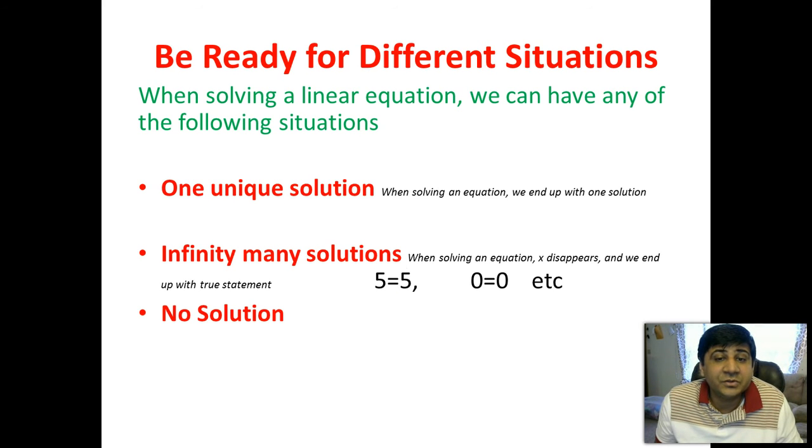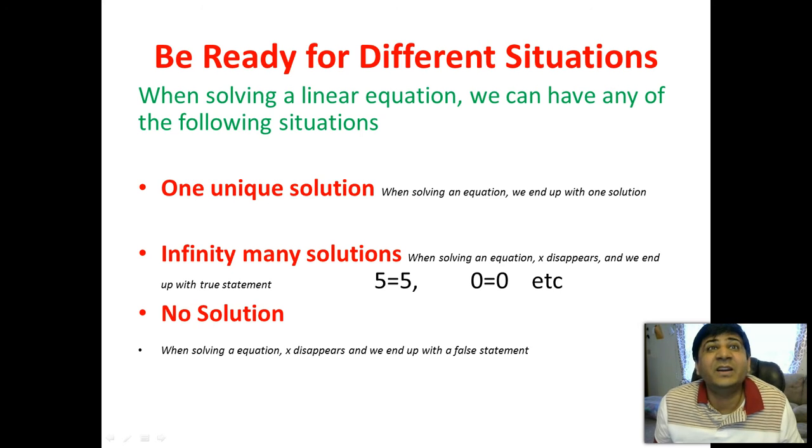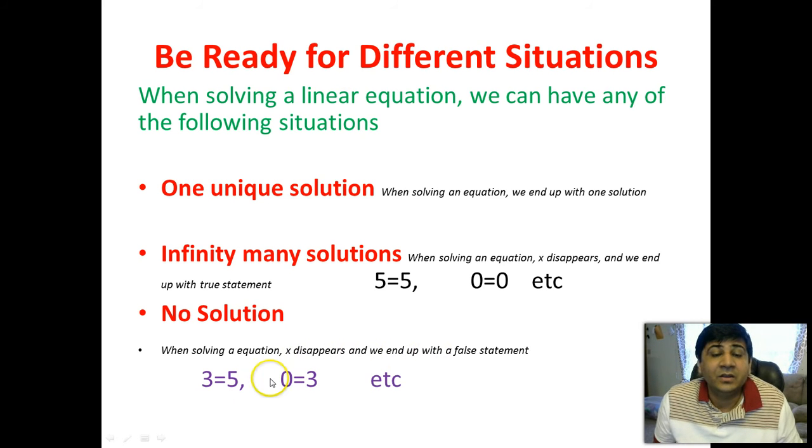Then we can also have a situation where you have no solution at all. Your equation will be a contradiction. It will not mean anything. So we will have no solution when solving an equation, x disappears and we end up with a false statement. What do we mean by a false statement? A false statement is 1 equals 0, or 3 equals 5, 0 equals 3, something nonsense.